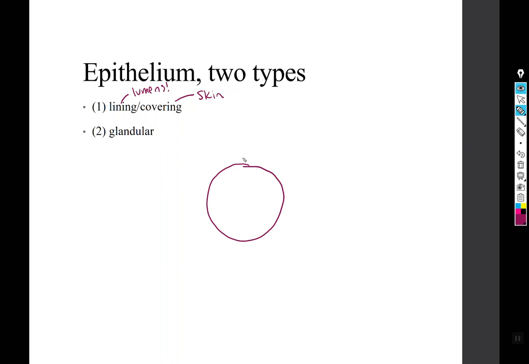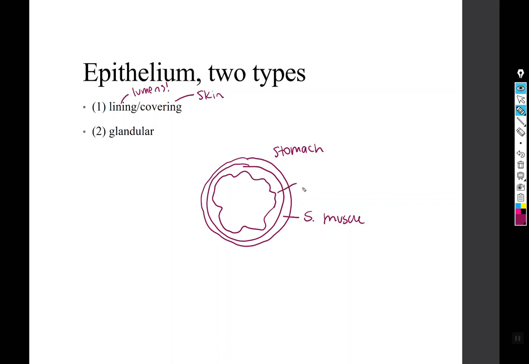So let's say this is the cross-section of a stomach, for example. Your stomach's a hollow bag. So this is muscle, and then we've got epithelium. And the epithelium faces an empty space called the lumen. So when you hear me use that word, that's what I mean.